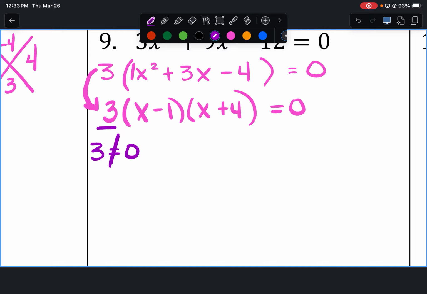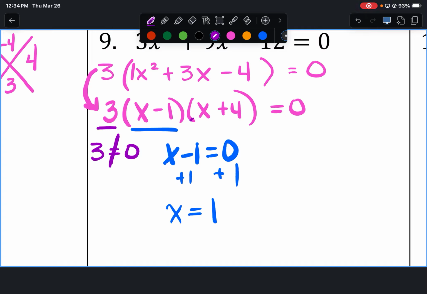So what should our solutions be? Negative 5 over 2 and 1. Yes. Unless both are negative. All right. Now, we're going to go ahead and look at number 12. Okay? Number 12 is the last one we're going to do all together.